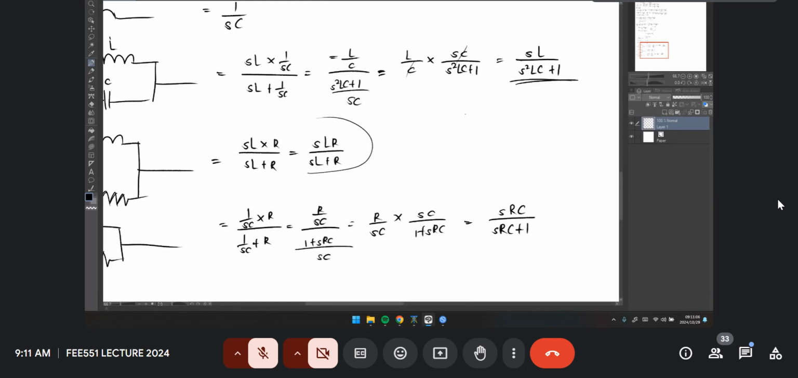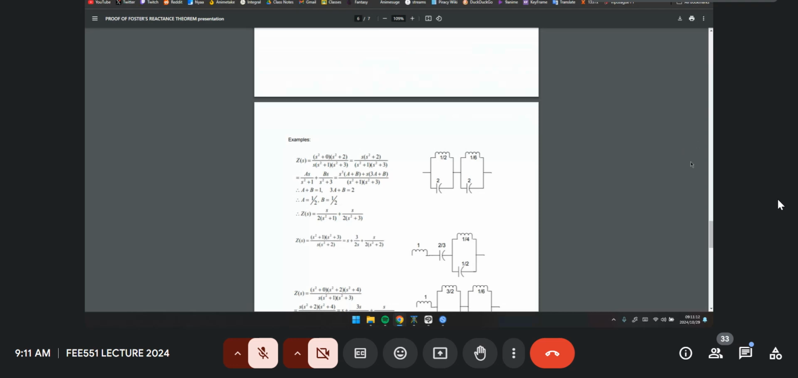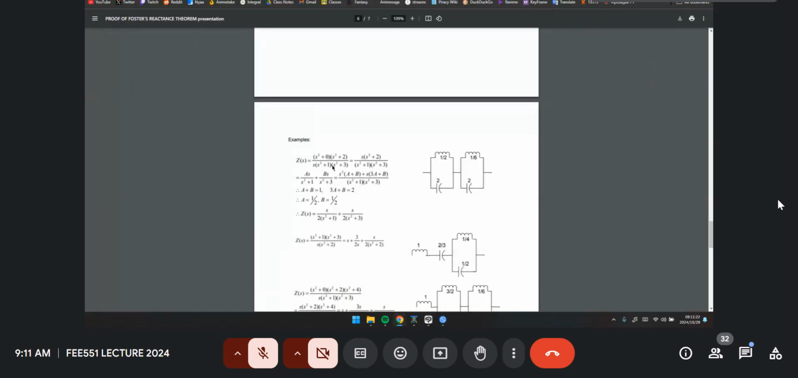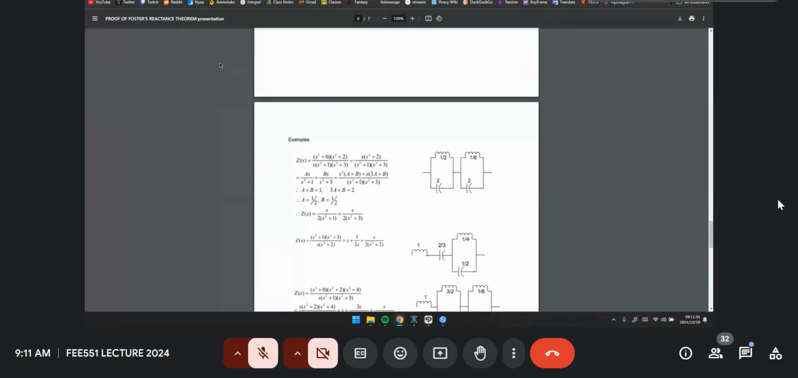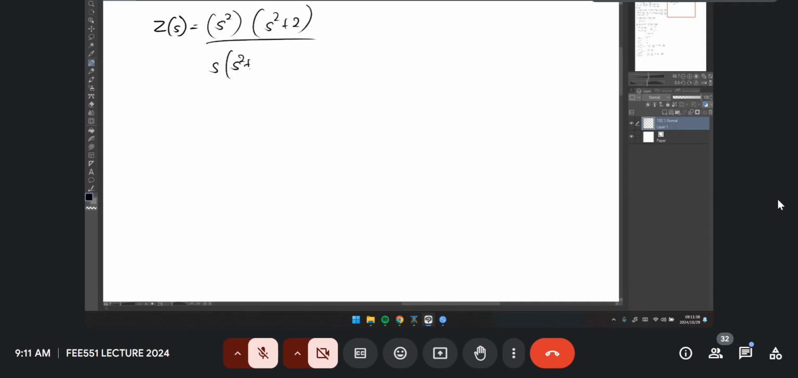Okay, now these are the equations that we will use in our Foster synthesis. You can take for an example this first equation, Z(s) is equal to (s squared plus 2) over (s squared plus 1)(s squared plus 3).